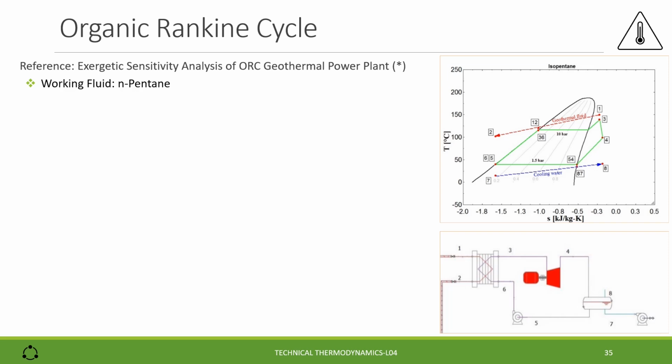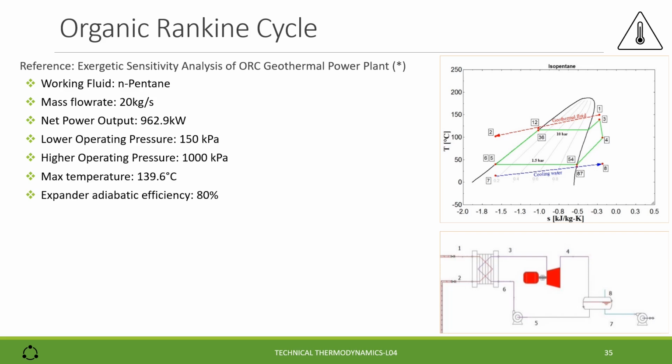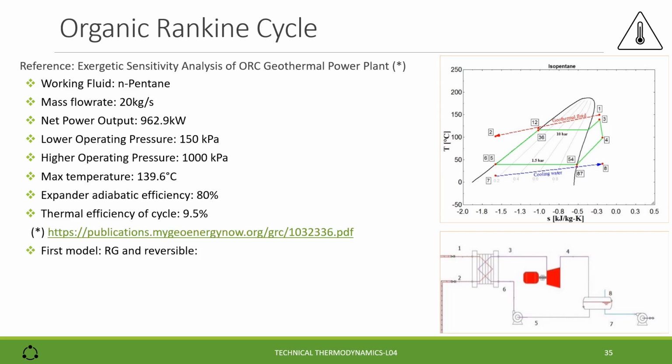The working fluid is n-pentane, the mass flow rate 20 kg per second, the net power output 962.9 kW, the lower operating pressure 150 kPa, the higher operating pressure 1000 kPa, the maximum temperature 139.6 degrees, the expander adiabatic efficiency is 80%, and the thermal efficiency of the cycle is 9.5%.